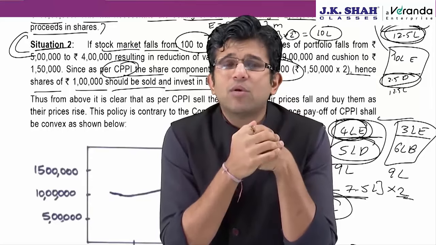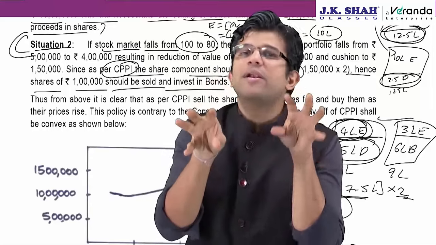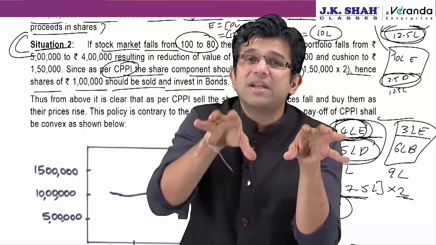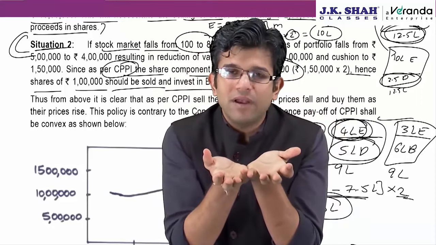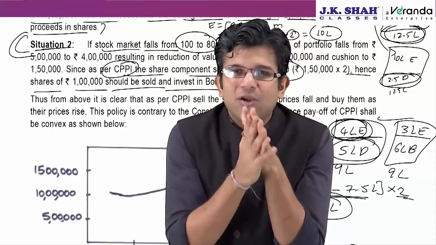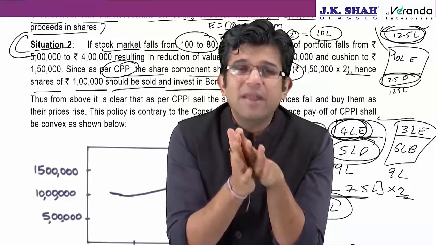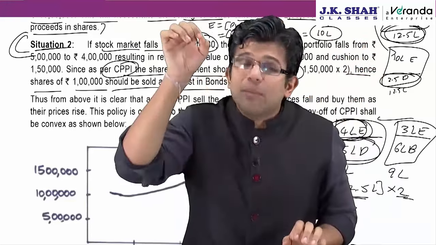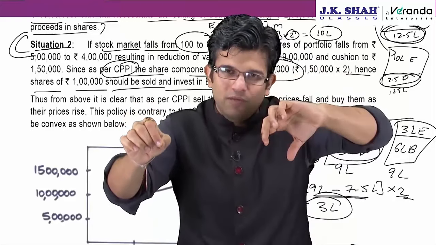In constant mix, what happens? The proportion of bond and equity will always remain fixed. Basically, your floor will always be a fixed percentage of your total portfolio value. And in the CPPI, you are taking a bit of risk here, where you say that my value of equity should be equal to the portfolio value minus the floor value.